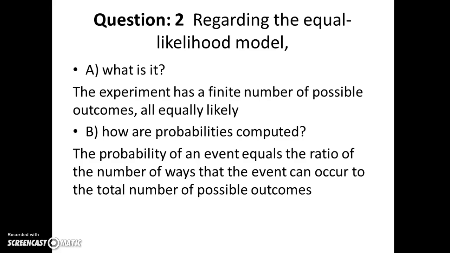Equal likelihood model is an experiment which has a finite number of possible outcomes, and all the outcomes have an equal opportunity to occur. How are probabilities computed? If you want to compute a probability in an equal likelihood model, you should find the number of ways that the event can occur and divide it by the total number of possible outcomes.